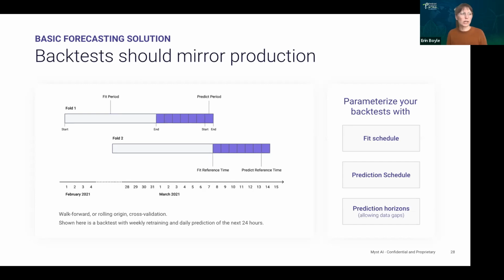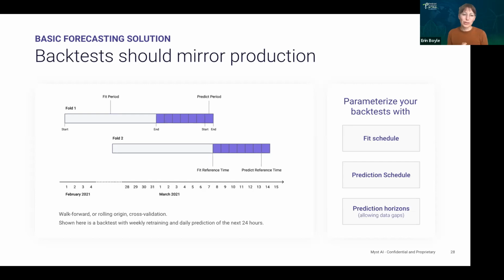And the general idea is that you want to do splits by going back in time, training on the data that was available up until some point in time in the past that we call the reference time at Myst, and then making predictions for a period of time after that, and then walking forward and repeating the process and stitching those predictions together in order to get some holdout metrics.